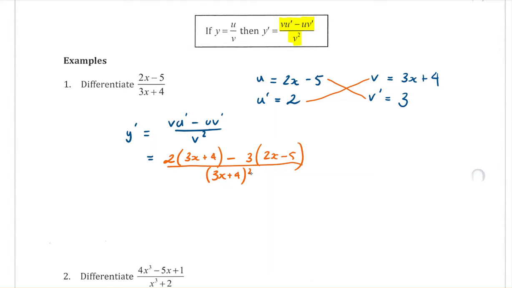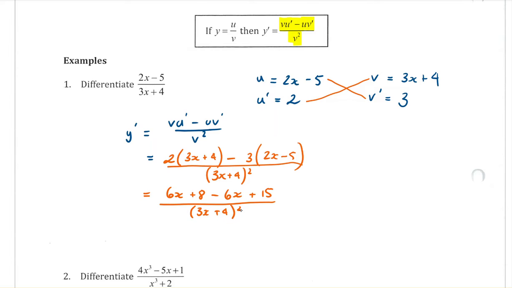Okay, then all I want to do to that is expand out the top, because it's not a very complicated bracket system up there, so I can expand and collect that up. So 2 times 3 is 6x, 2 times 4 is 8. Expanding the minus 3 through, I get minus 6x, minus 3 times minus 5 makes a plus 15. Don't expand the denominator, okay, because that's not going to help you with any future calculations. It's always easier to have that one factorized.